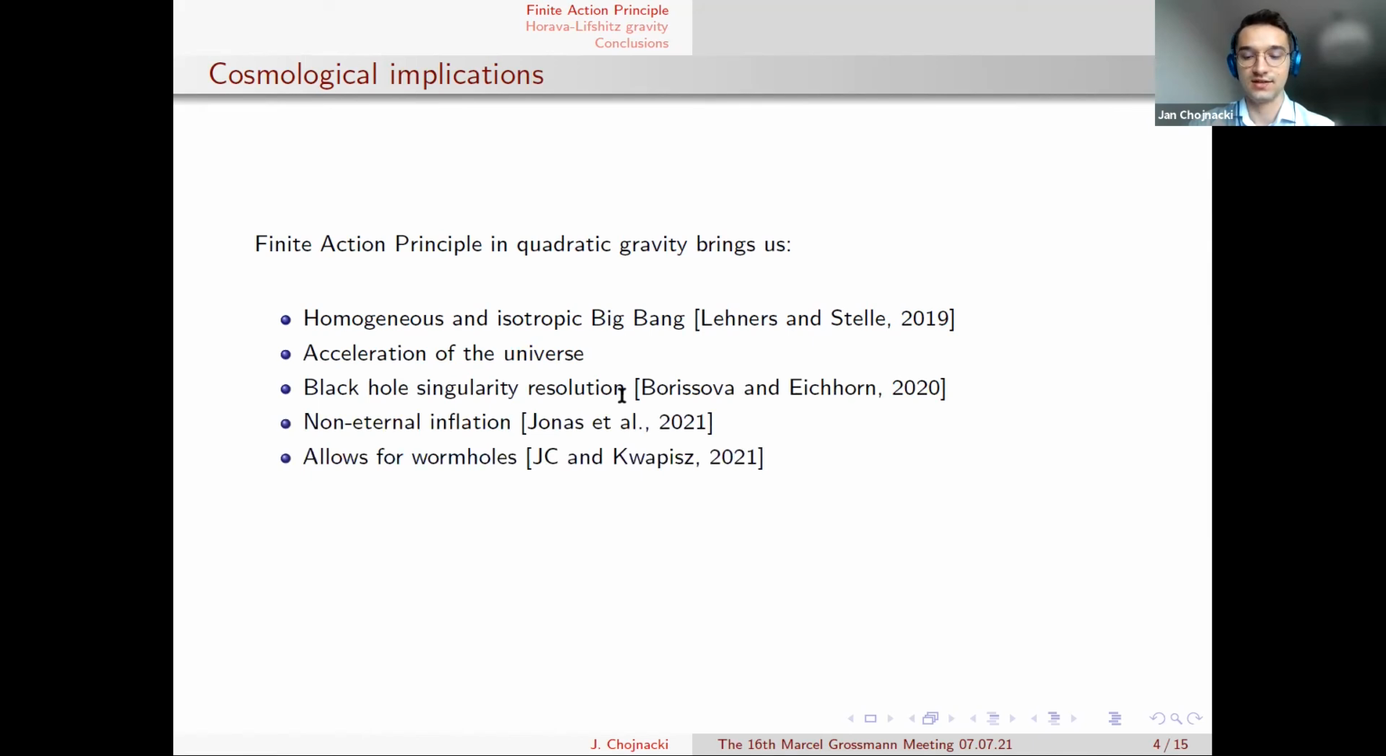Okay, Jan told you about wormholes and black holes. I would like to go further with it and see what predictions there are for the Big Bang from the finite action principle in the unitary case of Horava-Lifshitz gravity. So when we are ghost-free and we don't have these pathologies of usual quadratic gravity.